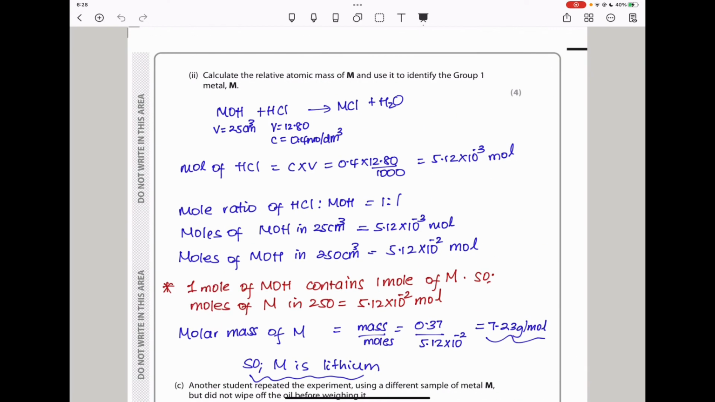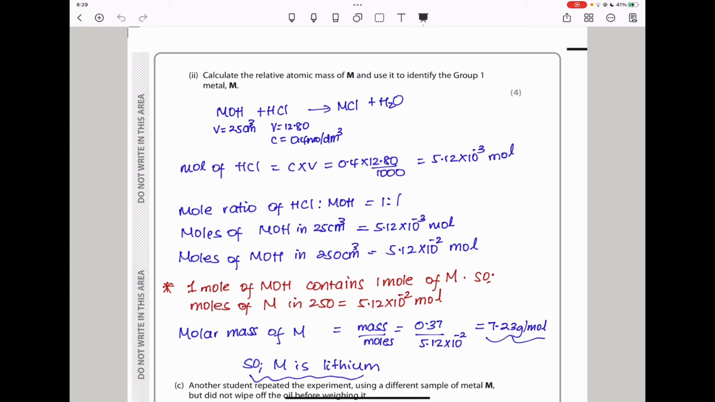Let us continue. Here they say calculate the relative atomic mass of M and use it to identify the group 1 metal M. So I rewrote the equation here and the information I got from the question. Remember, they've told us the titre is 12.8, that is for HCl, and the concentration is 0.4 mol per dm³. Also, the volume of the MOH used was 25 cm³ from the 250 solution that was made. So since I have all the information for this, I calculated the number of moles using that, which is concentration times volume. That is the concentration. This is the volume converted to dm³ by dividing by 1,000.